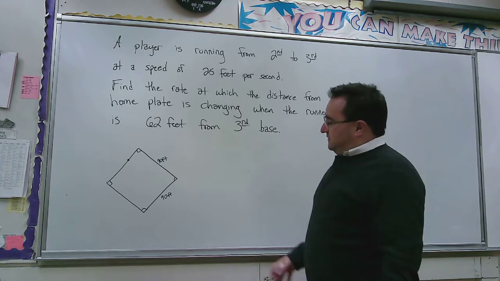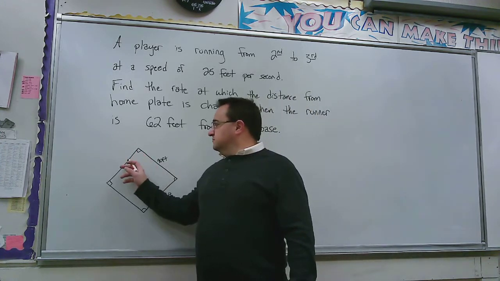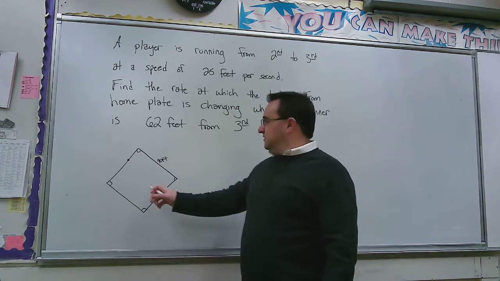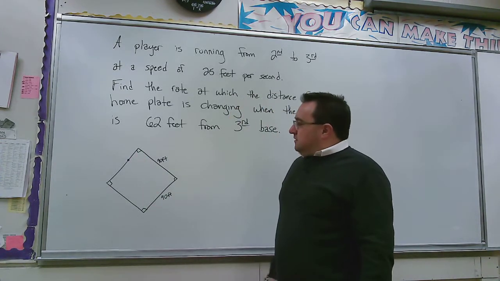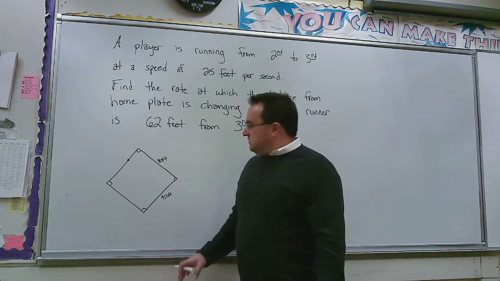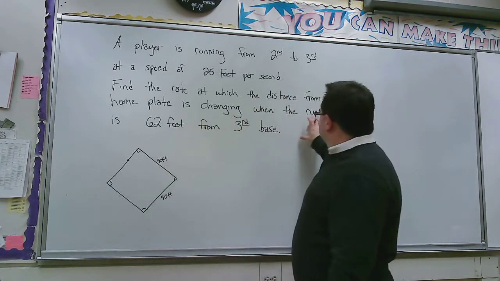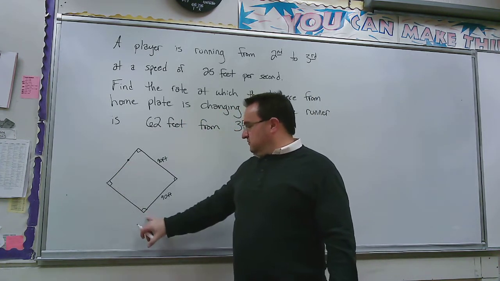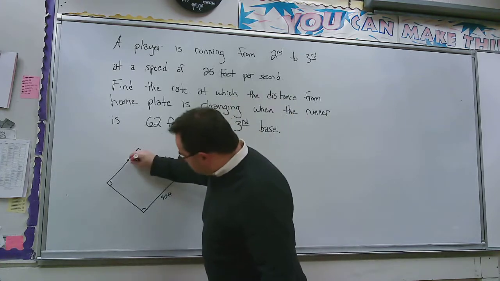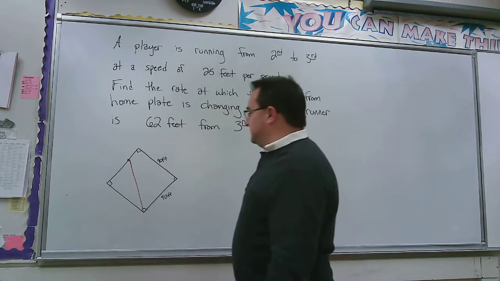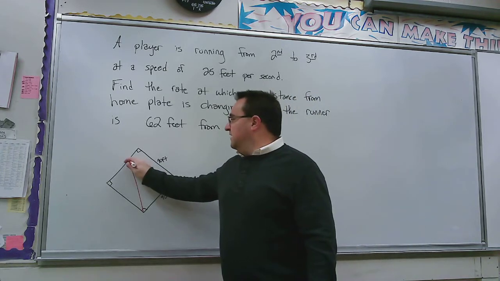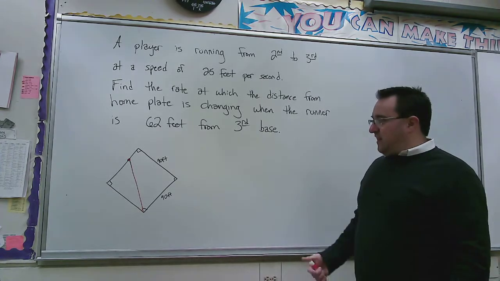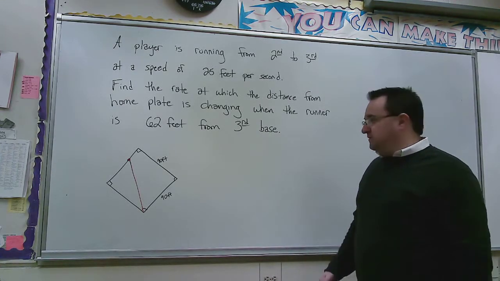All right, so I see the baseball diamond. Notice that the runner is running along a straight path, however, not directly towards home plate. Now, let's finish up our drawing here. Notice that the question is asking how fast the runner is getting closer to home plate. So we're going to draw a line to represent that distance. Even though the runner can't run along that line, that would be the visualization of the distance, right? And we want to know how fast that distance is changing.